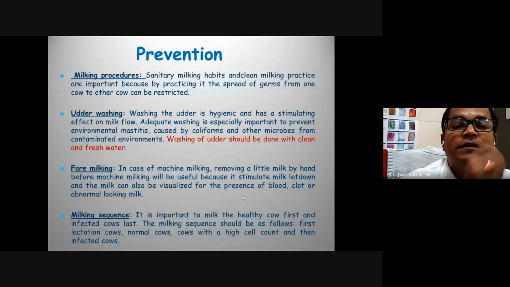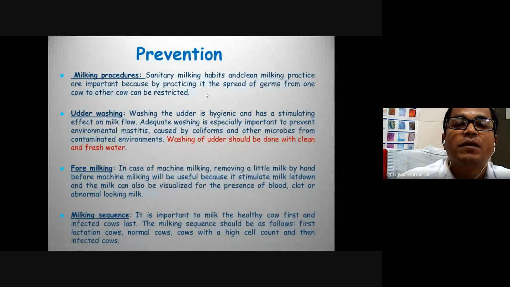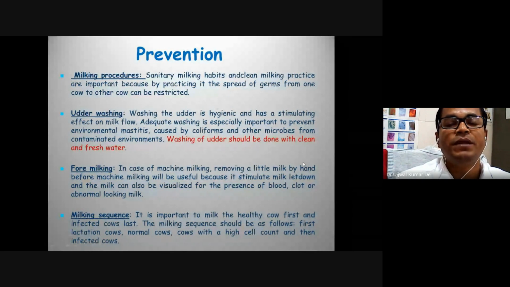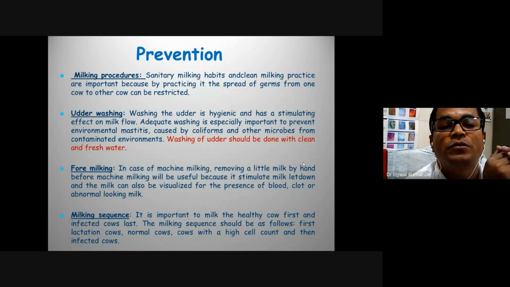Then prevention, for the milking procedure: sanitary milking habits and clean milking, and washing is important. Washing should be done with clean, fresh water. Then for milking, you have to remove the foremilk. Before milking, you have to discard a few drops of milk.